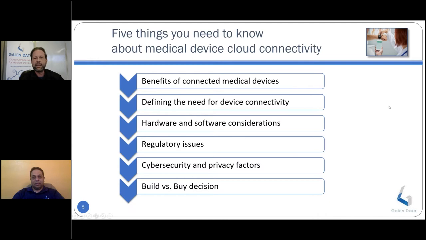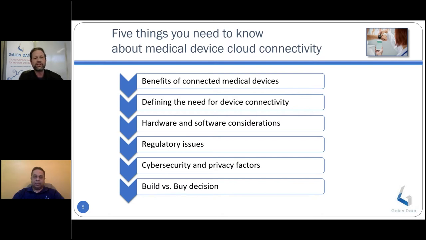So with that, let me outline what we're going to talk about today in the next 58 minutes or so. We're going to start at the endpoint, the benefits of connected medical devices. There is a wide range, a robust myriad of benefits by connecting your medical device. Some of them are obvious, some not so much. Abbas is going to outline what they are. And then he'll swerve into defining the need for device connectivity. We'll talk about hardware and software considerations and how they overlap and work in tandem.